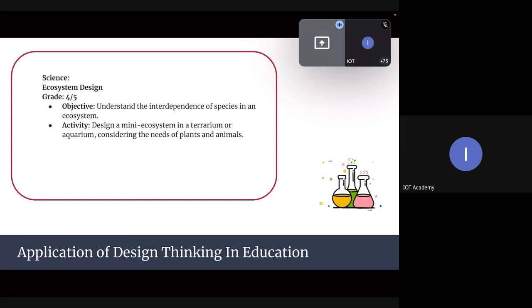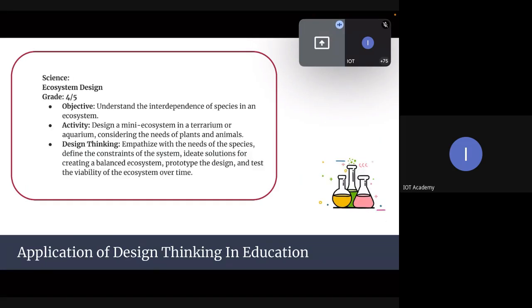I will just give you a few applications of design thinking in science. For example, you want to teach design thinking to students of grade 4 or 5, and you give them the project. The objective is to teach them interdependence of species. So they have to design a mini ecosystem considering the needs of plants and animals. Just adding this line, they learn to empathize.